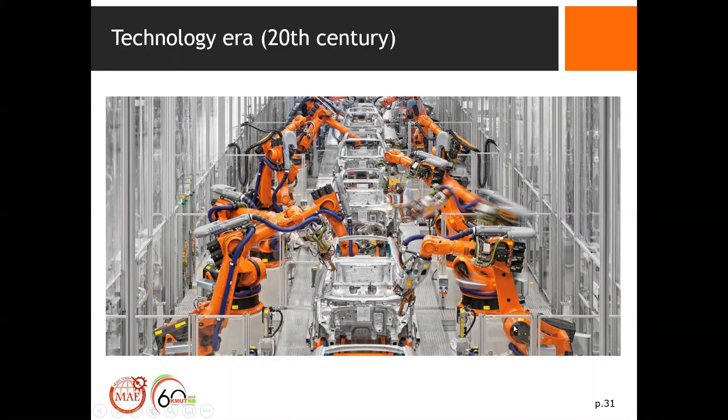And right now, if we combine the technology and the way that we produce goods, this figure is the best presentation of the industry in the third industrial revolution. As you can see here, there are no engineers, no technicians in the production line, only robots. However, all of the robots are connected and commanded by using an offline computer.